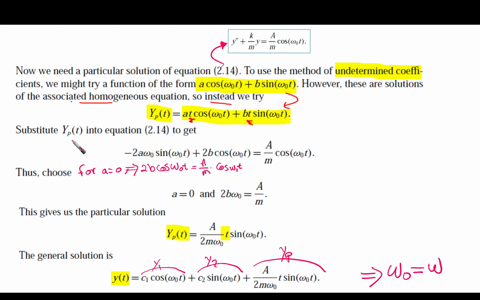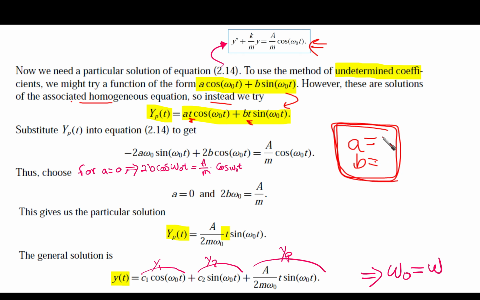Substitute the particular solution into equation 2.4, which is this equation, to get this equation that we're going to have: minus 2A omega naught sine omega naught t plus 2B omega naught cosine omega naught t equals A over m cosine omega naught t. Now, this is a particular solution, so we can assume anything for A and B. It is arbitrarily chosen, okay? We can do anything with them.